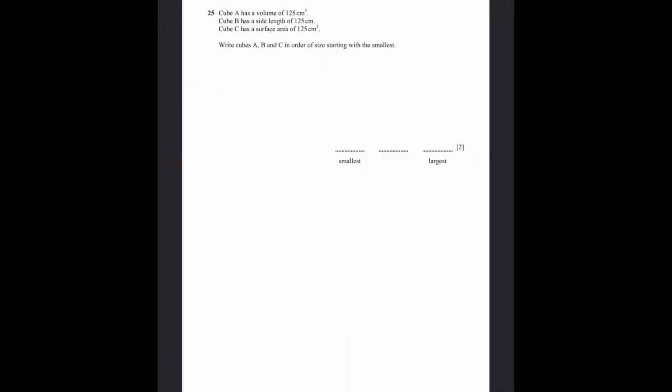Question 25. Cube A has volume of 125 centimeters cube. Cube B has a side length of the same thing, 125 centimeters. Cube C has a surface area of 125 centimeters squared. Write cubes A, B, and C in order of size, starting with the smallest. So we find the side of cube A. So side of A is equal to cube root of 125, which is 5 centimeters.